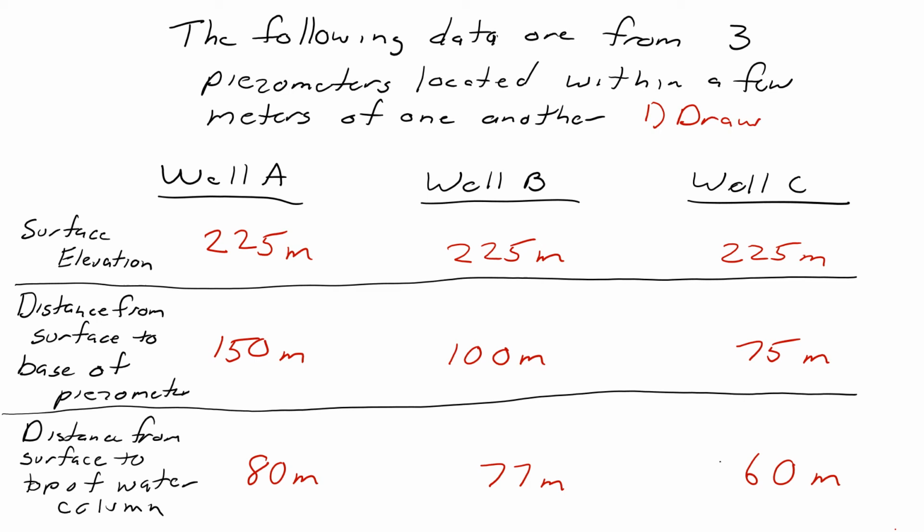So again, I want you to do two things. Draw this out. Again, assume it's a confined aquifer. For each of these wells, I want you to give the total head, the elevation head, and the pressure head for each.